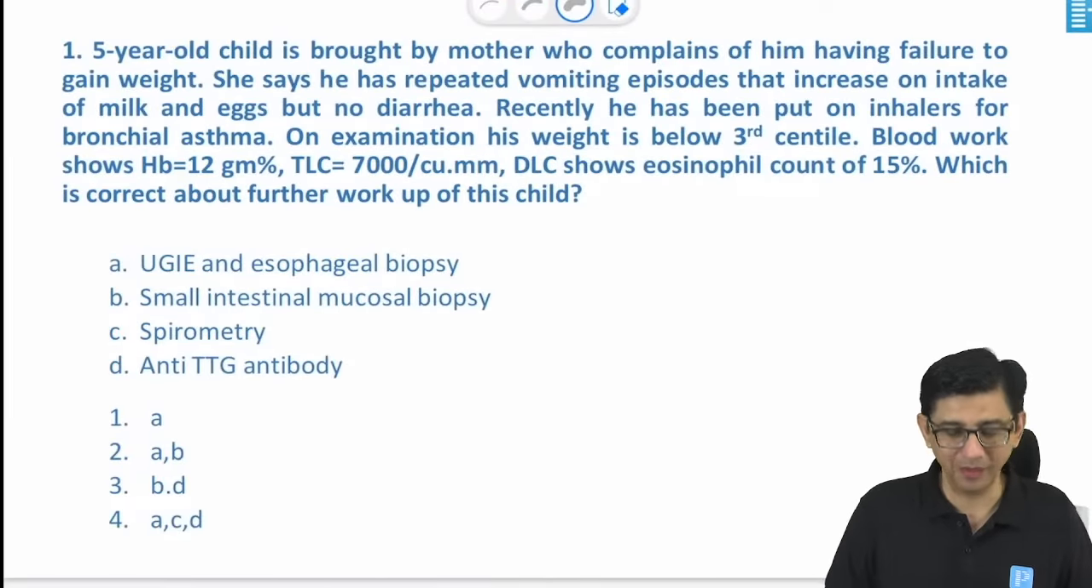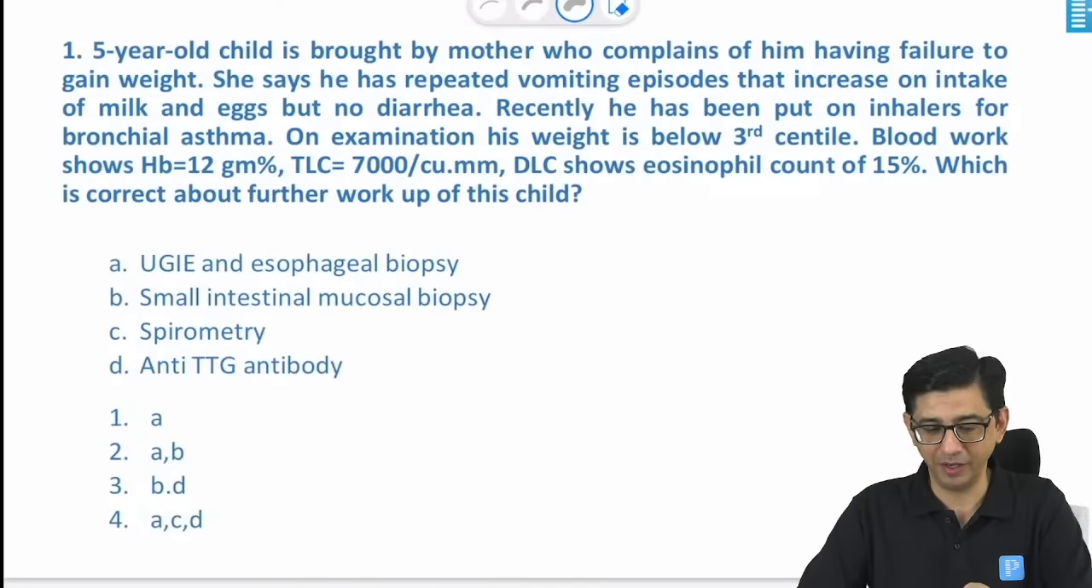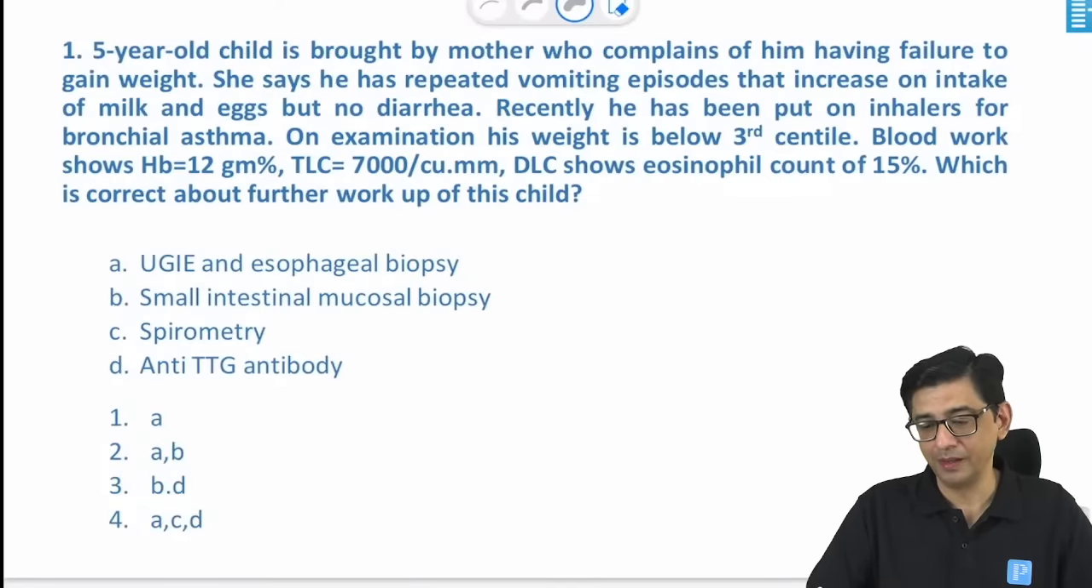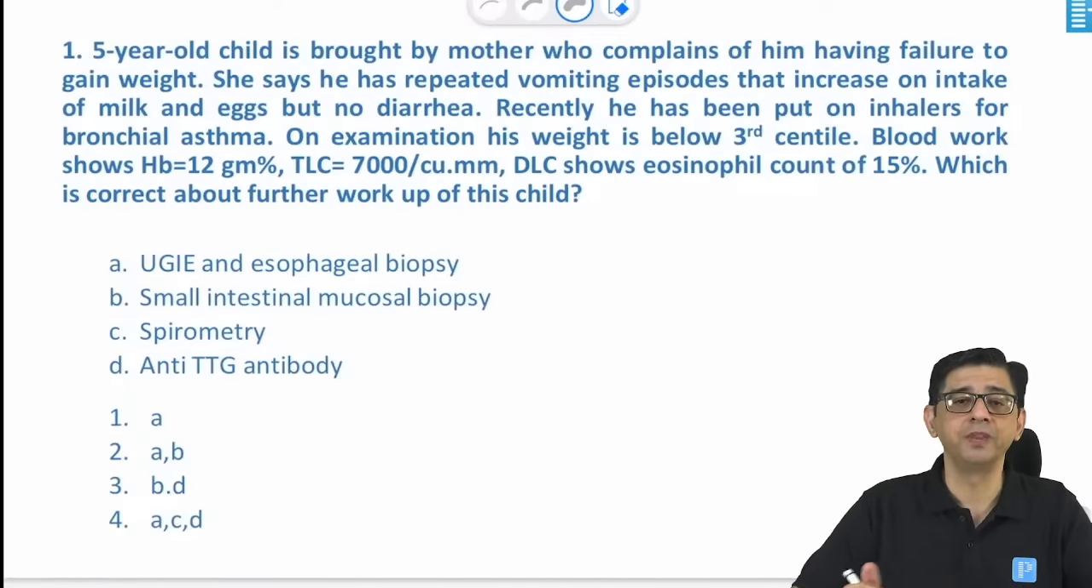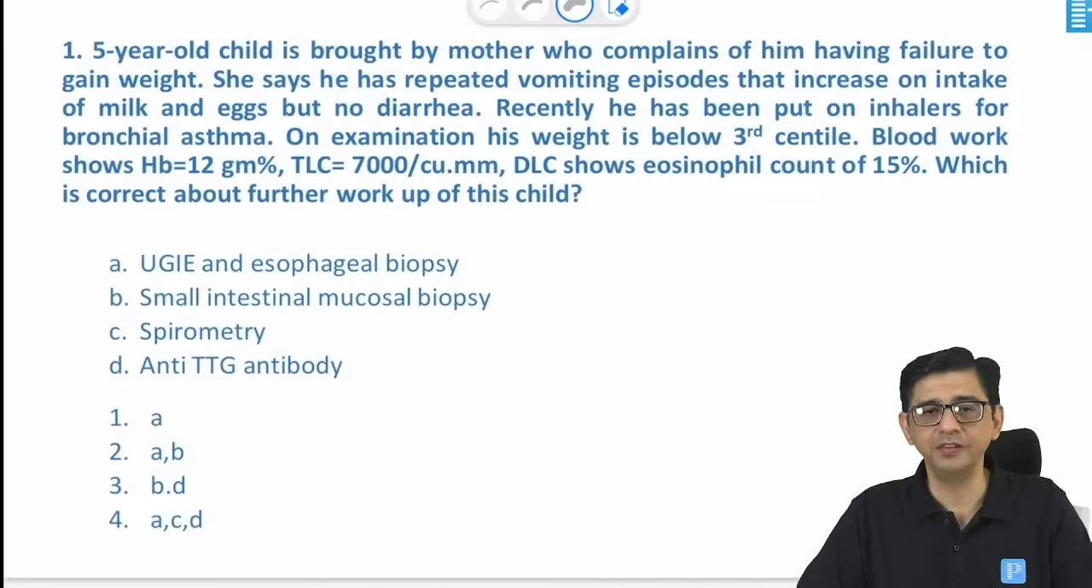And our objective would be to focus on the questions at our current disposal. Okay. So yes, guys, just waiting for a quick confirmation, and then I think I am good to go for today. The first question deals with a child, and then a couple of technical aspects which are also given in this one. Child having failure to gain weight, then there are vomiting episodes that are increasing with the intake of milk and eggs. So, a lot of data is coming in there.